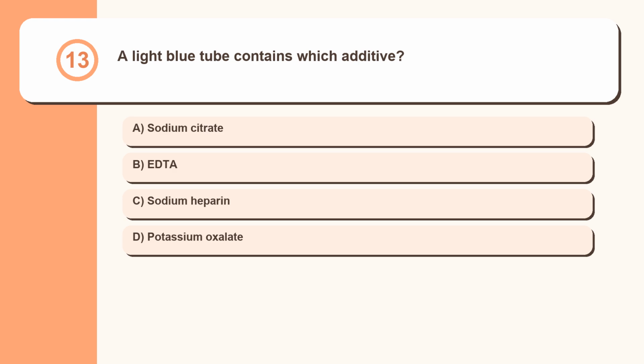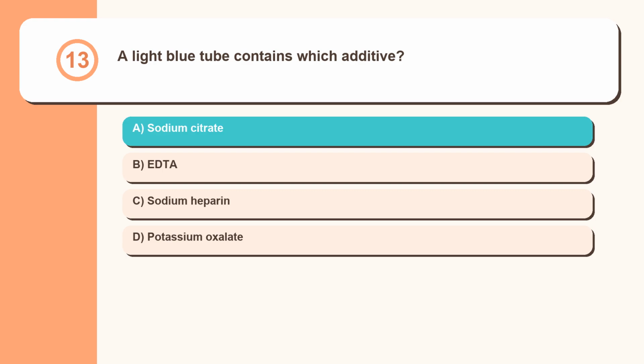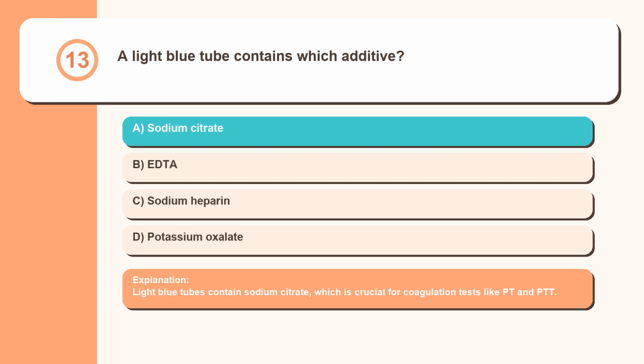Question 13. A light blue tube contains which additive? Sodium citrate, EDTA, sodium heparin, potassium oxalate. Light blue tubes contain sodium citrate, which is crucial for coagulation tests like PT and PTT.